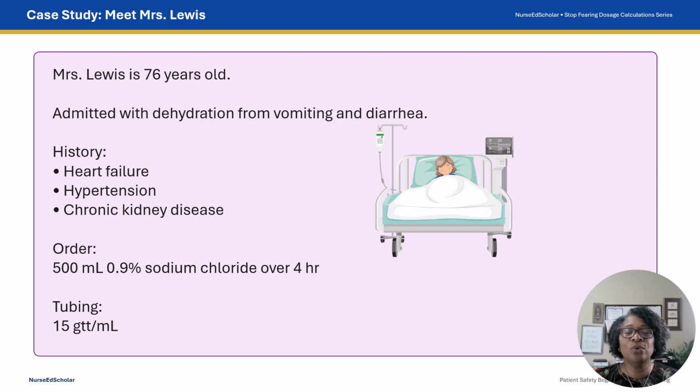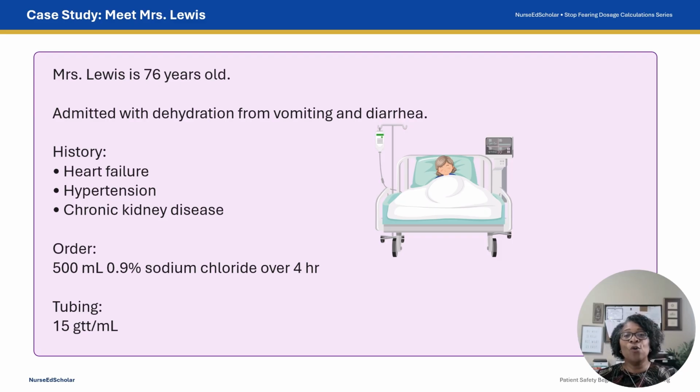All righty. So we've got to keep moving. Let's talk about this unfolding case study that I have here to put everything together. So you have Miss Lewis. She's 76 years old. She was admitted after several days of vomiting and diarrhea, right? So now she can't keep anything in. Everything that you put in, it comes out one way or the other. She has some heart failure, some hypertension, chronic kidney disease, and the provider orders normal saline, 500 milliliters IV over 5 hours.